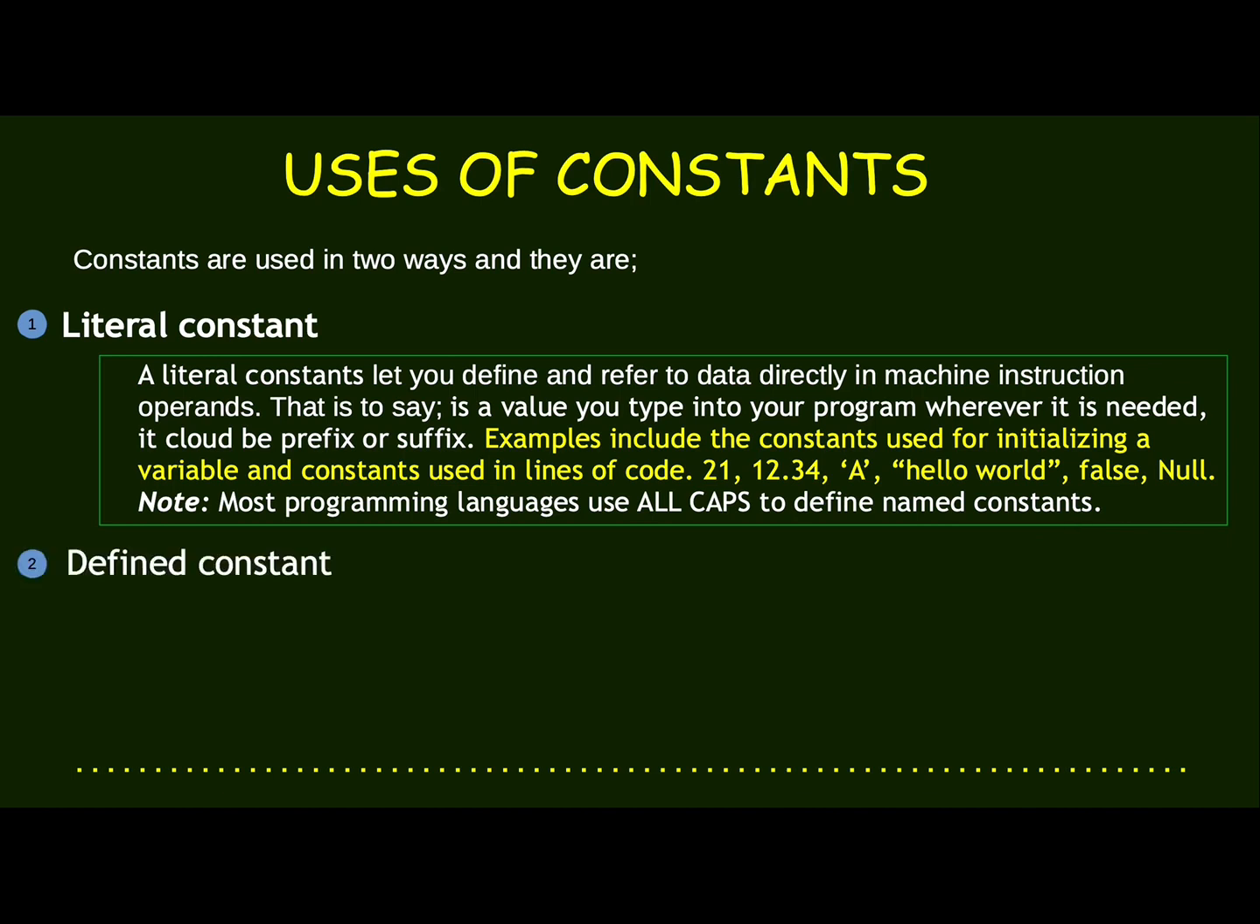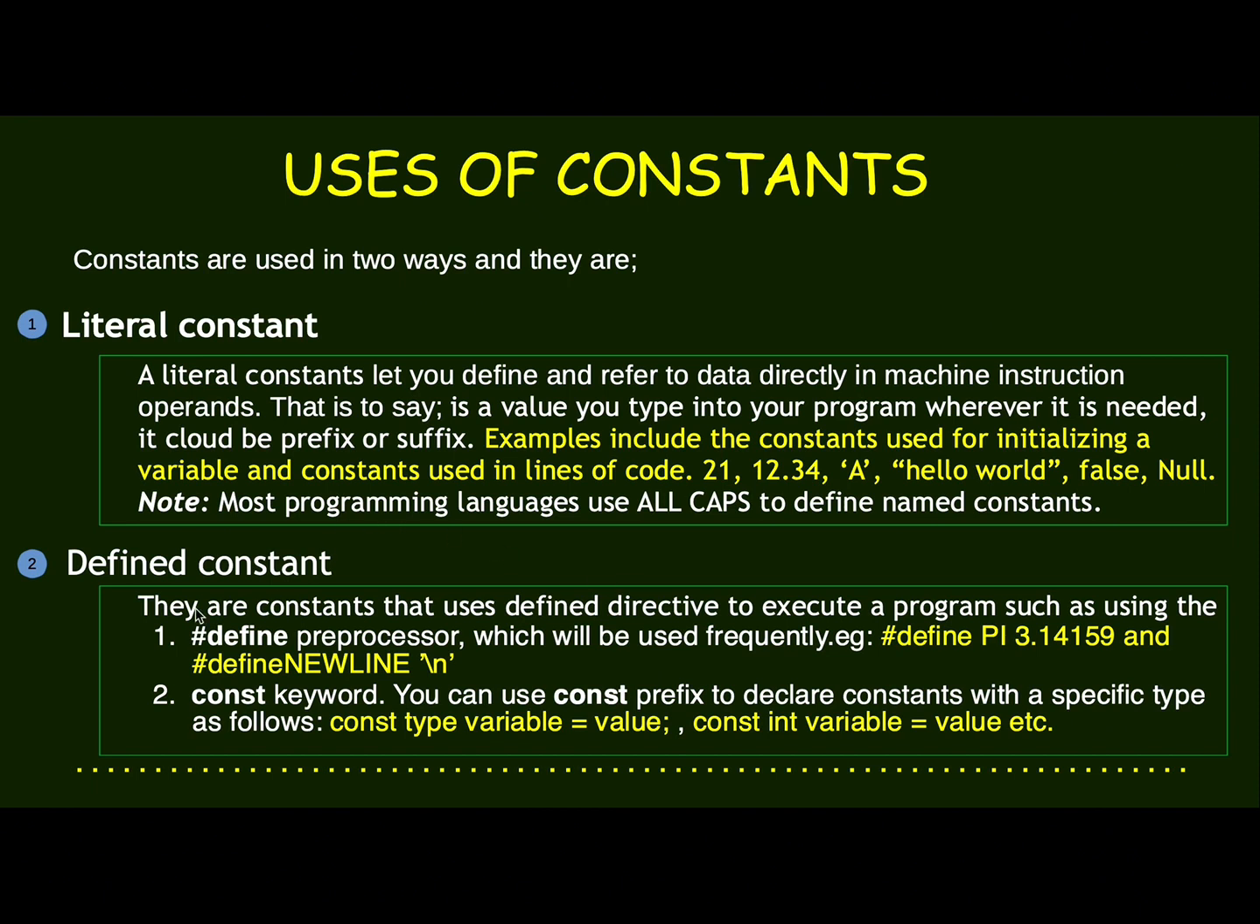The second use of constants is defined constants. These constants are defined from the start of the program, and as usual, they will not change. So what are defined constants? They are constants that use define directives to execute a program, such as using the #define preprocessor, which will be used frequently.